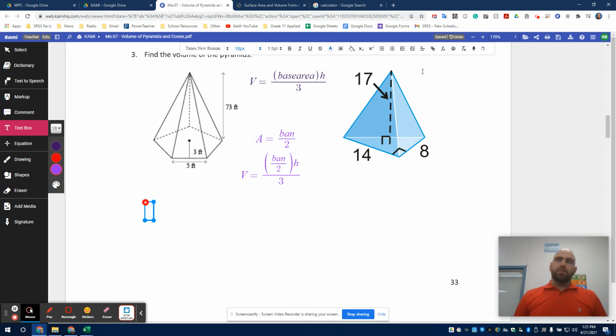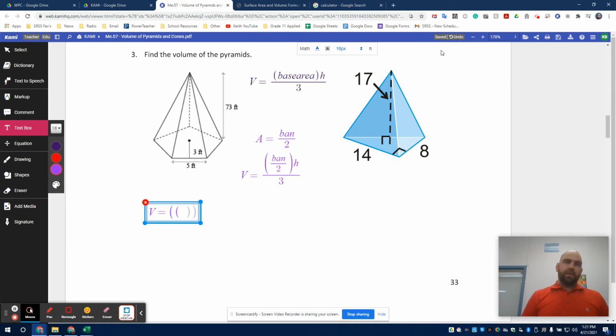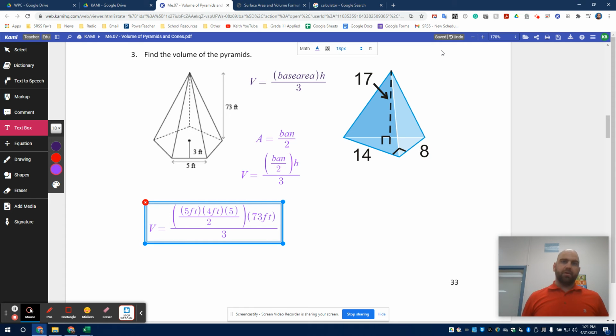So our volume, let's plug in our values here. Volume is equal to base is 5 feet times the apothem, which is 3 feet, times the number of sides, which is 5. Now we're going to divide that all by 2. And put the bracket there. All right, and then we're going to multiply by the height. The height is 73 feet. And then we're going to divide this whole thing by 3.